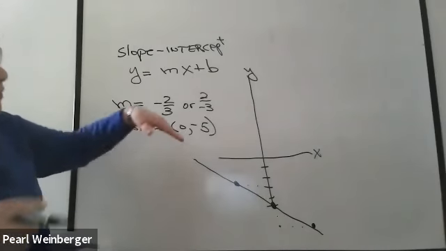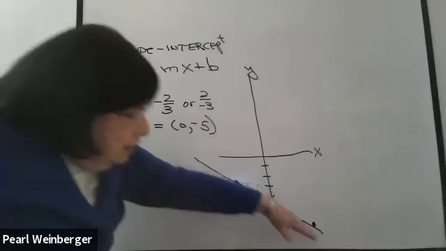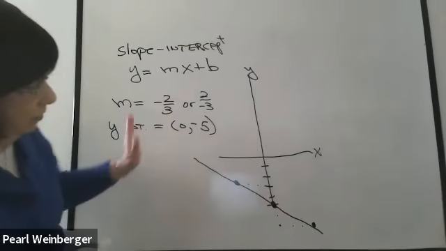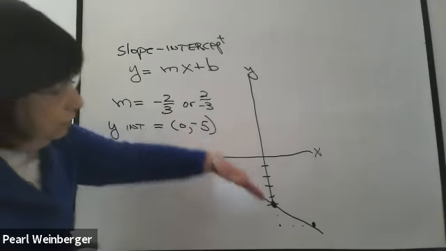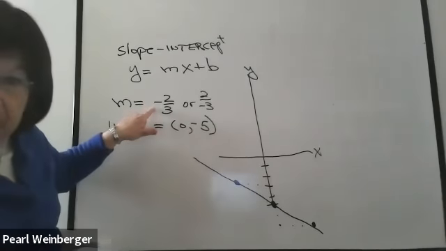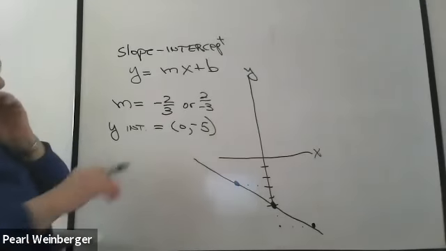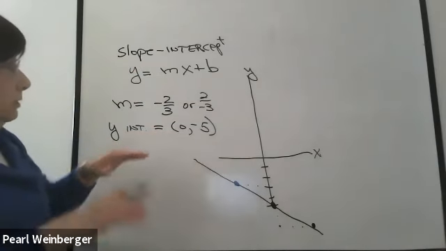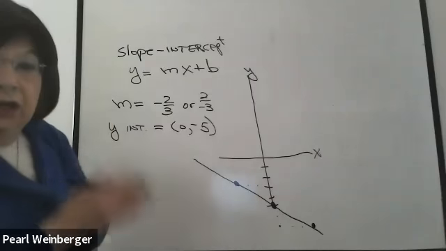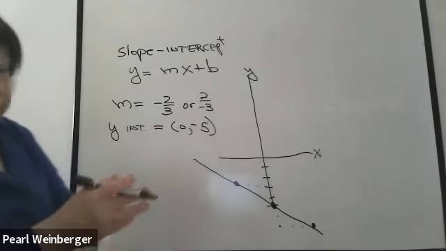As a matter of fact, we even said yesterday, since the line is going down, remember I always talk about how the line goes when I go from left to right. It's going down because its slope is negative. Notice I just told you what the slope is. I told you what the y-intercept is. What would the equation of this line be?